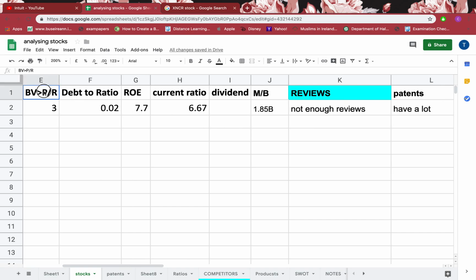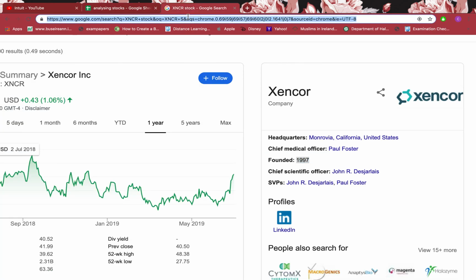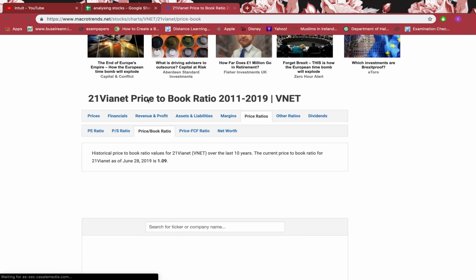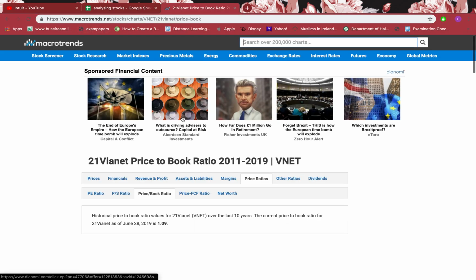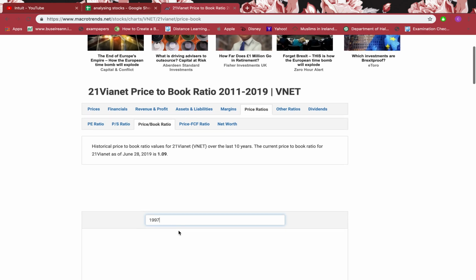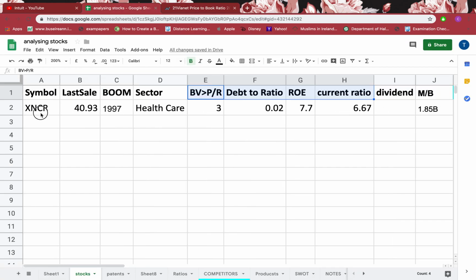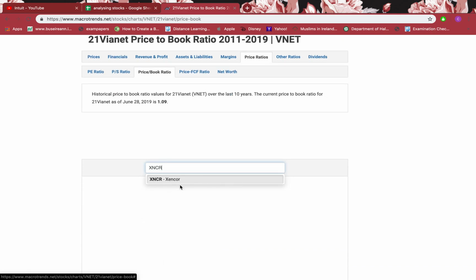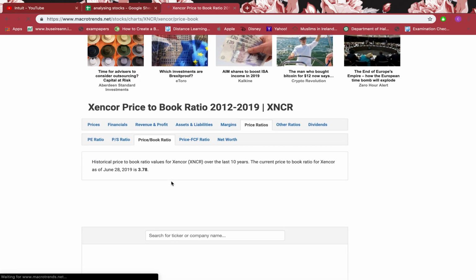Now I want to concentrate on four ratios. The best website that I like for ratios is Macrotrends, and you can just type it in Google, macrotrends.net, and just go to price ratios and price book ratio, and type in the symbol of the stock or the name of the firm, and make sure that the symbol and the firm match. So it's exactly the same, because some stocks have the same symbol, in case you get mistaken.